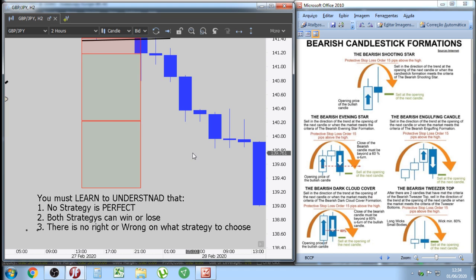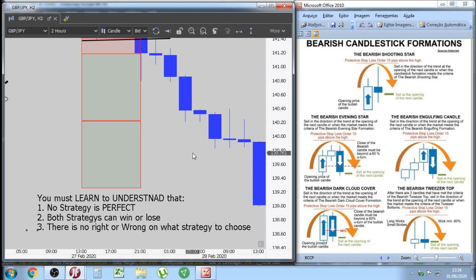The scalper won 4 times, you know? The beginner scalper won 2 times because the other 2 were afraid to enter because there was bullish pressure. Let's be honest here, everybody. And the swing trader was out of the market and finally entered and won. And this is just an example. The same way that the swing trader won could lose. So no strategy is perfect, and both strategies can win or lose. You have traders winning and you have traders losing with different strategies.